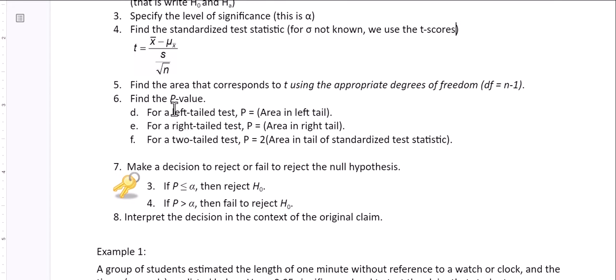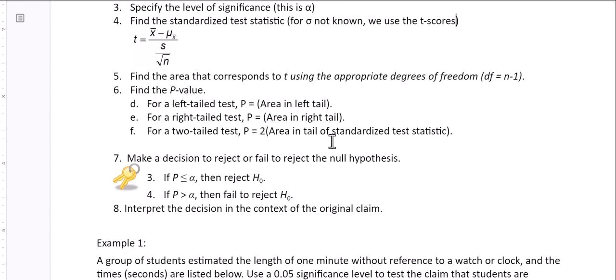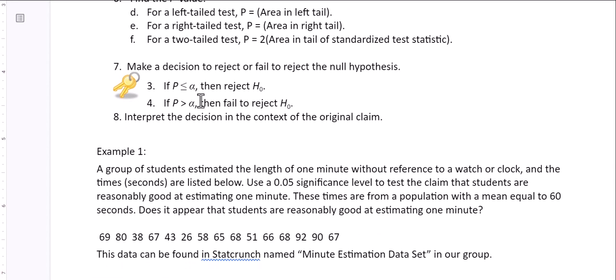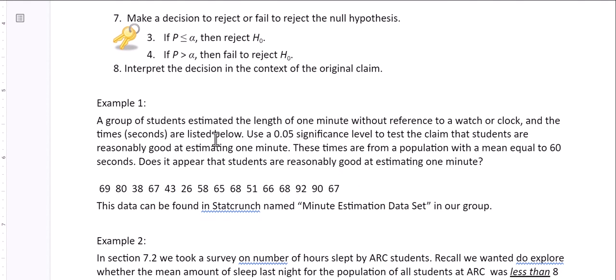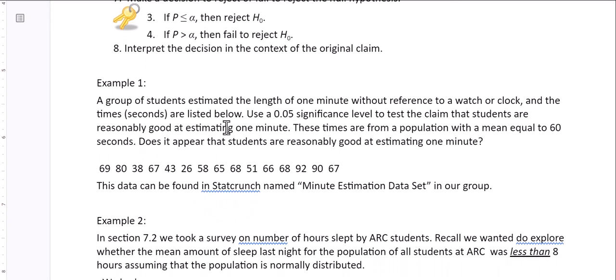Then you find the p-value. And again, based on the alternative, you know whether you have area in the left tail, which means the alternative has a less than. Area in the right tail means the alternative hypothesis has a greater than. A two-tail test means that your alternative hypothesis will have a not equals. And then your decision on what to do: do you reject the null or fail to reject?